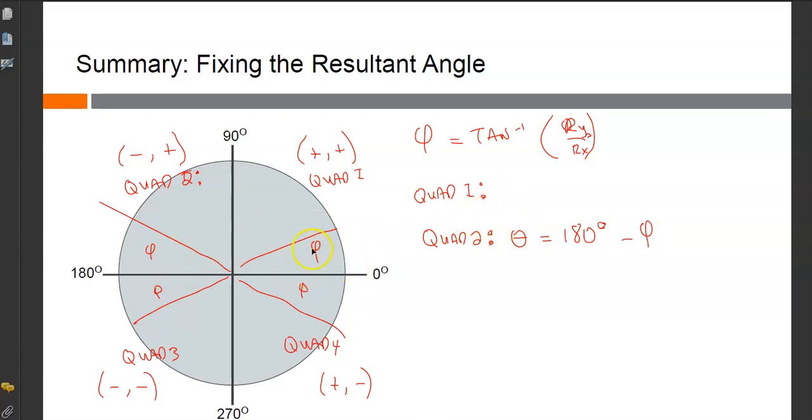Quadrant 1's easy, because if this is a 30-degree angle, I want to start here at 0 and measure up. I don't have to do anything for this one. Just theta equals whatever I get out of arctangent. Quadrant 3, I need to do theta equals 180 plus phi.